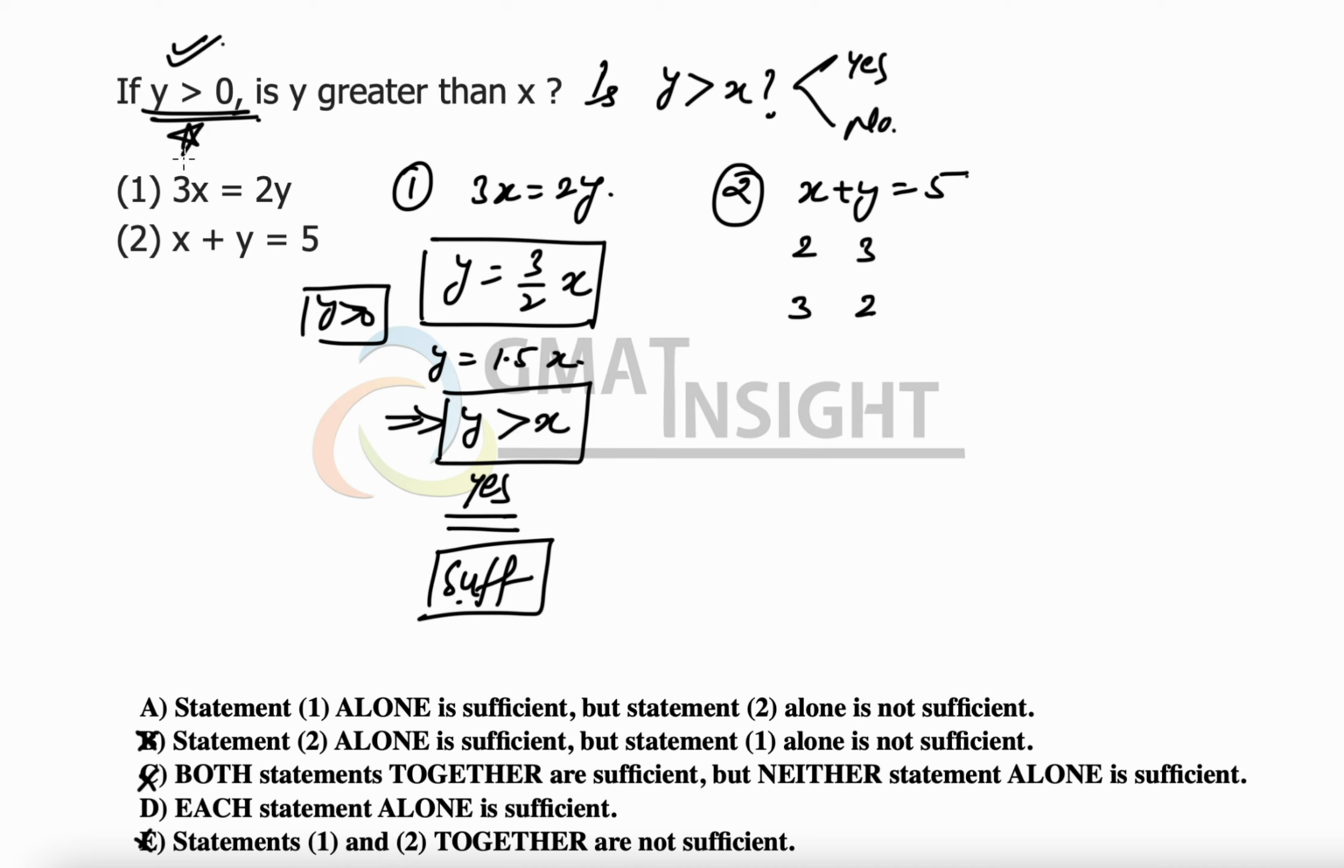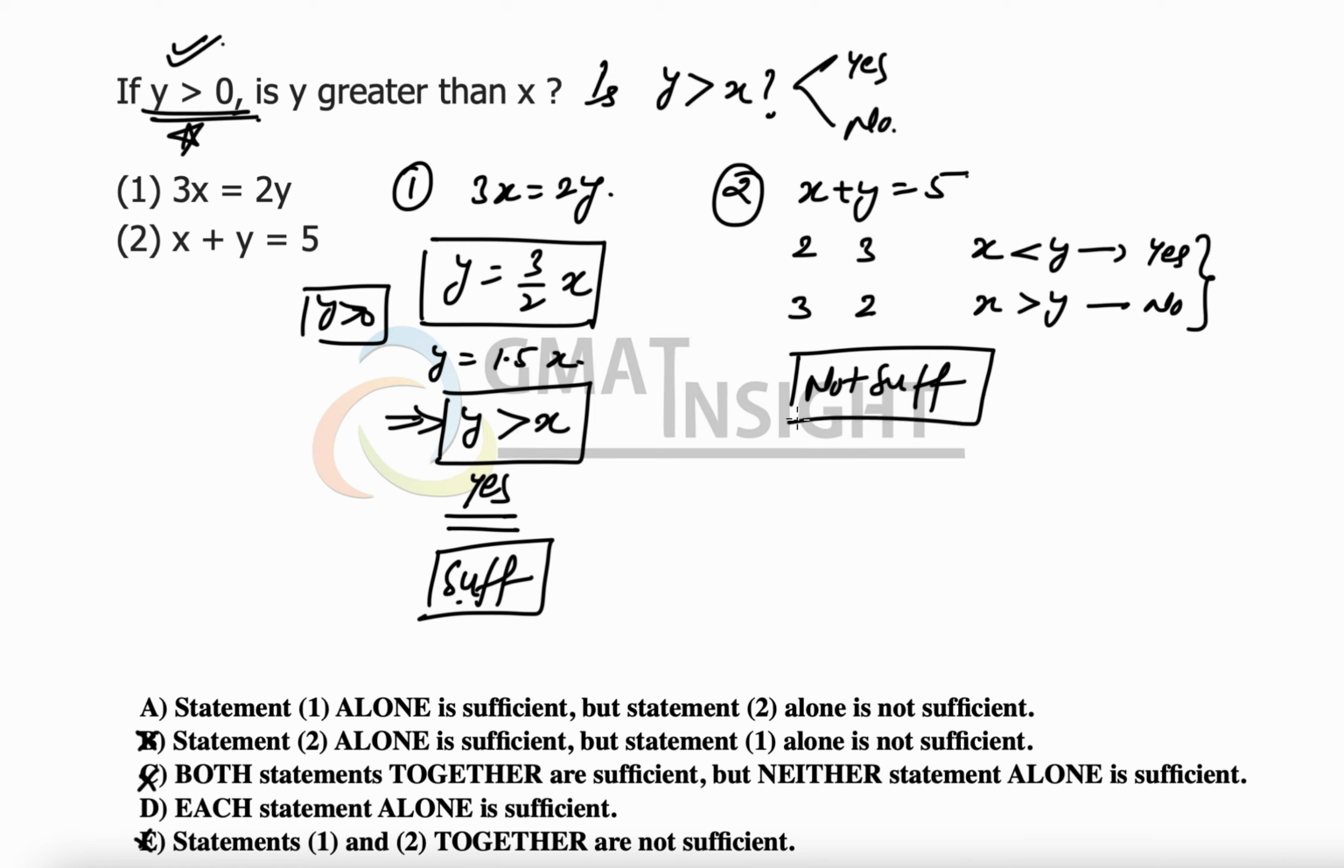Essentially we had to ensure that y was positive, but in the first scenario where I have chosen x is 2 and y is 3, we can see that x is less than y, while in the second case when x is 3 and y is 2, x is greater than y. That means we have conflicting answers to the question, which is sometimes yes and sometimes no, and conflicting answers simply mean that the given information is not sufficient to answer the question.